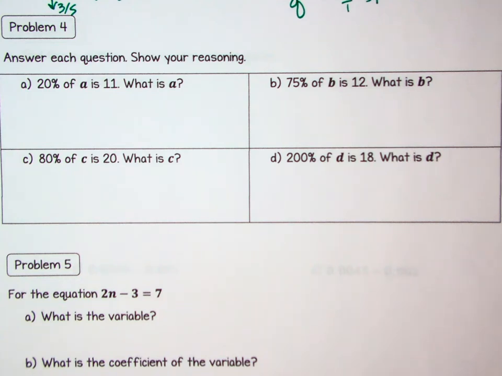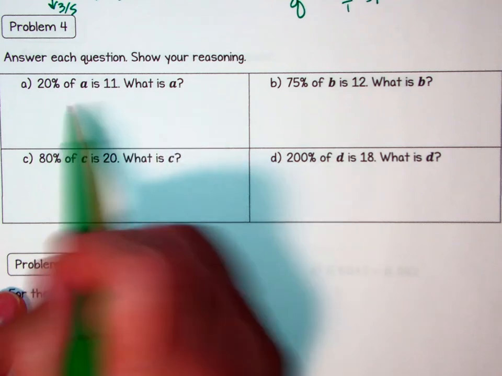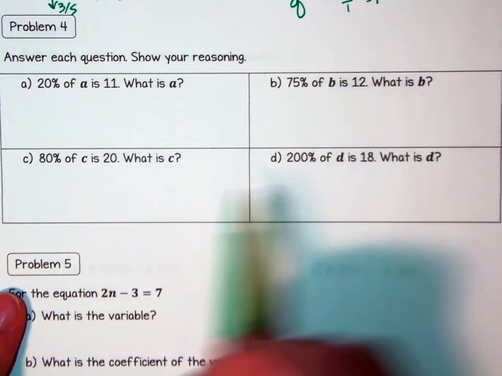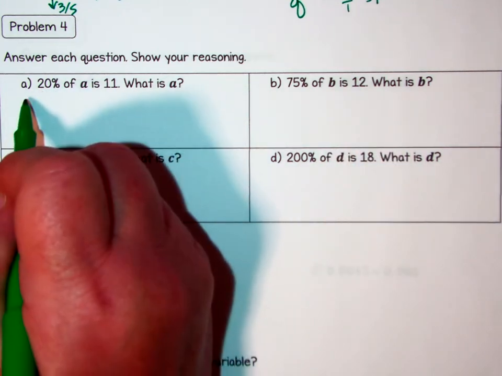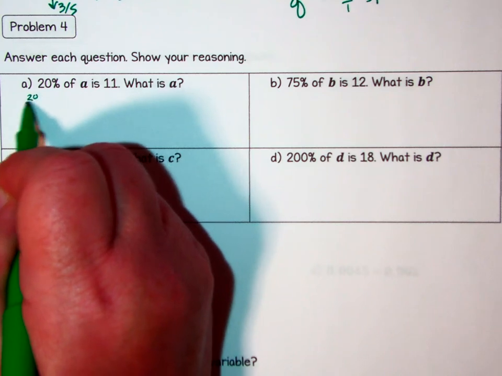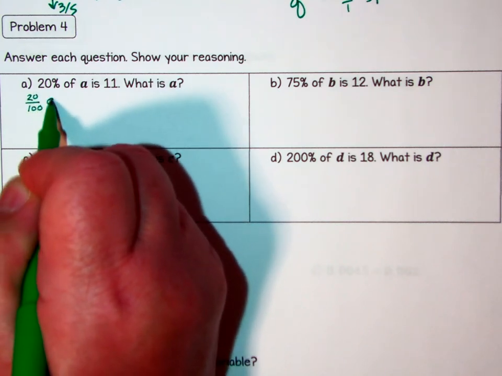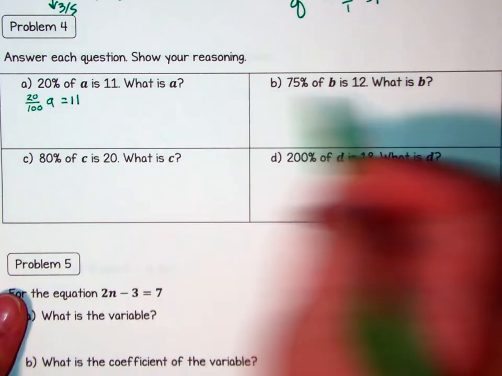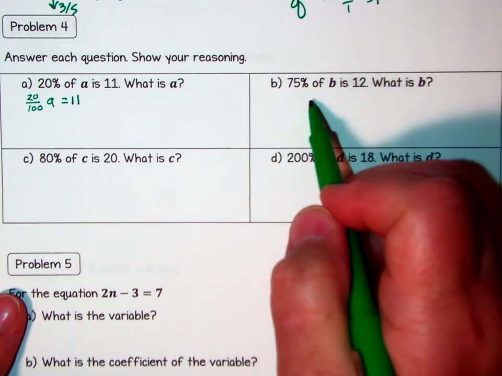Problem 4 says answer each question, show your reasoning. 20% of A is 11. What is A? So we've been working on writing equations for these types of problems. So 20 hundredths times A is equal to 11. I'm just going to write all the equations first.